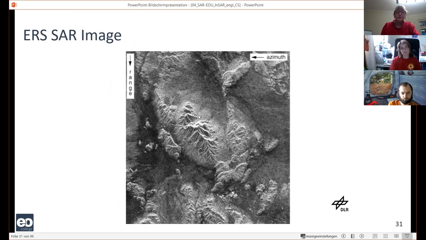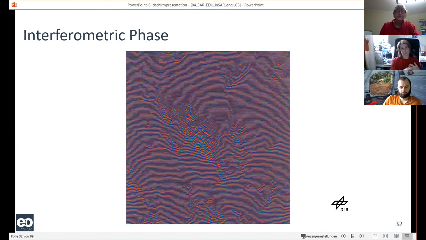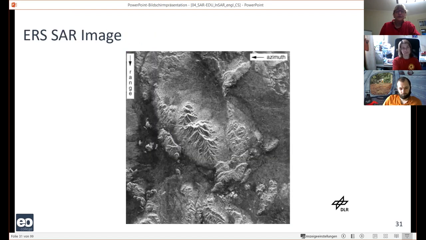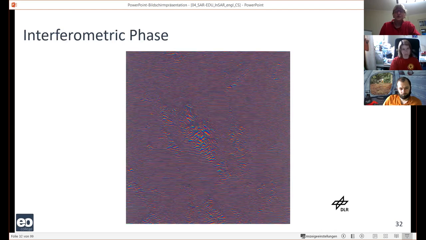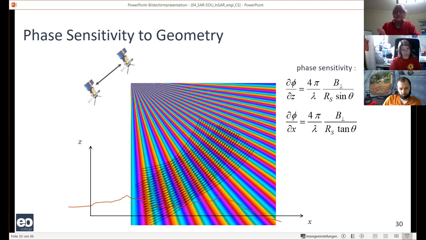ERS image. And yeah, we see here the range. We have our well-known foreshortening, even maybe a little bit of layover can here be discriminated. Looks like more like some desert region. And so here the black and brighter images come from the different surface roughnesses. And here, this is the interferogram. Just showing it to you again. This is the interferometric phase. Yes. Still just the interferogram, just as a result of this calculation.